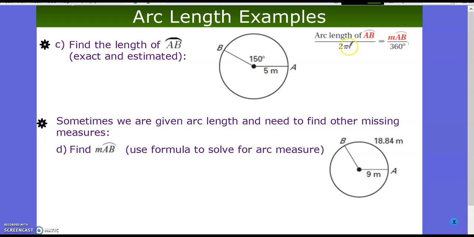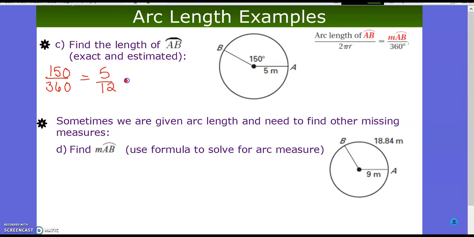Let's take a look at our example for arc length. Find the length of AB. See how it says find the length? That means we're looking for arc length. So I'm going to start by taking a look at the central angle of 150. I know that my arc will measure 150. So I'm going to start with that to find my portion of the circle. I'm going to start off with 150 divided by 360, and I'm going to simplify that as much as possible. That simplifies to 5/12.